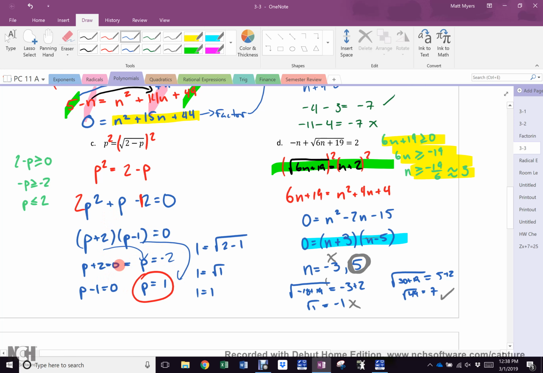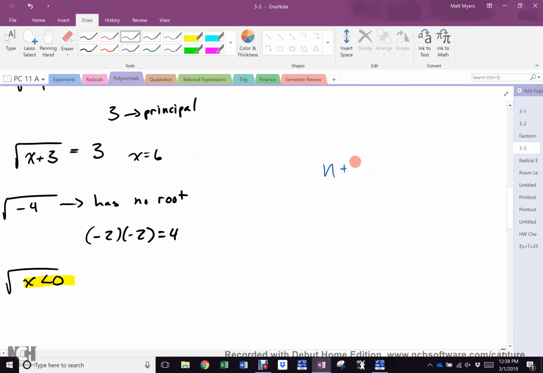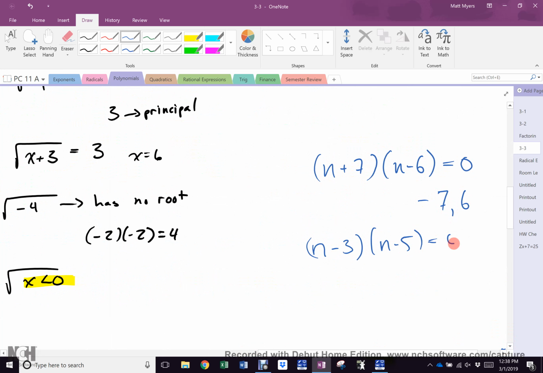If it happens thrice in math, how often will it happen? Always. So right away now, every single one of you should be able to tell me the possible answers to that. What is it? Negative 7, positive 6. What about n minus 3 and n minus 5? What are the possible answers there? 3, 5. What about 3 minus n and 5 plus n? Uh-oh. Harder to do in your head, yeah?